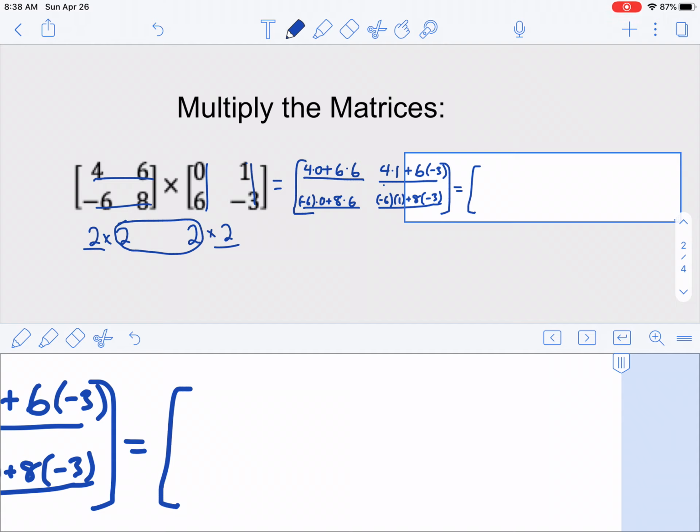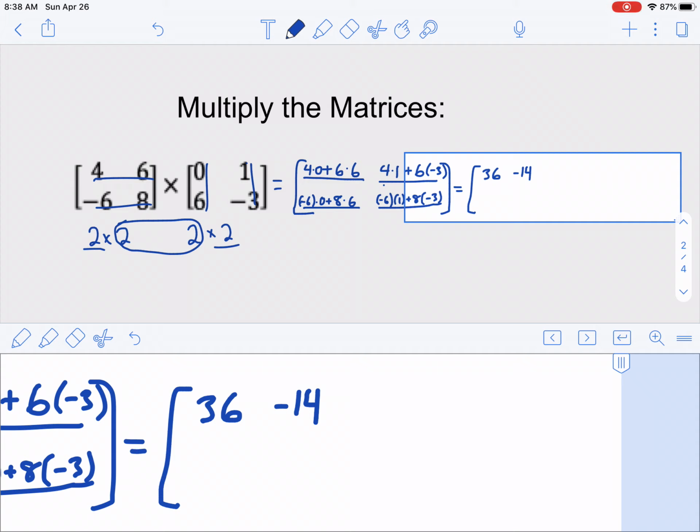The first element is 4 times 0 plus 6 times 6. Well, 4 times 0 is 0, and 6 times 6 is 36. The second element is 4 times 1 plus 6 times negative 3. So that's 6 times negative 3 is negative 18, plus 4 is negative 14.